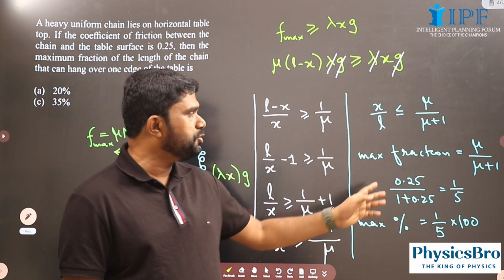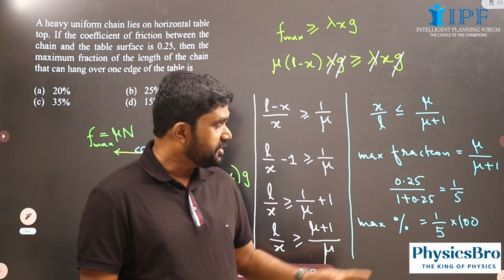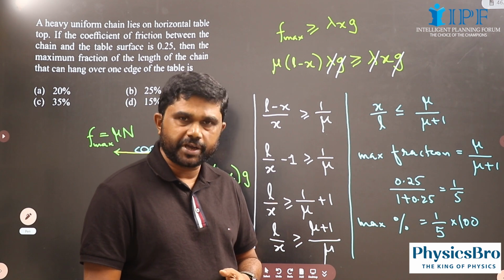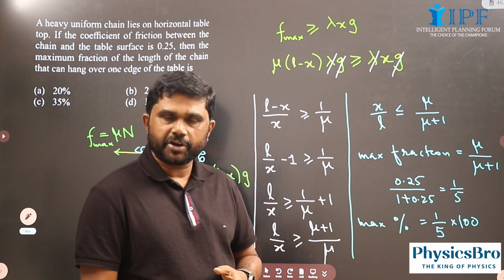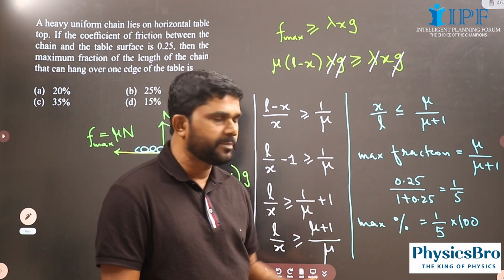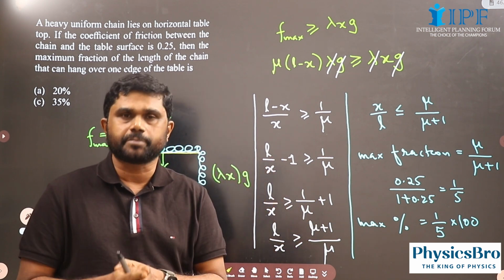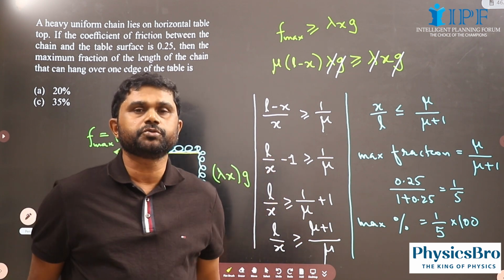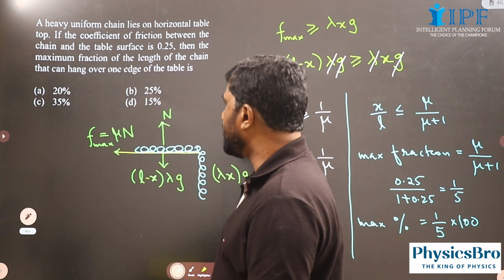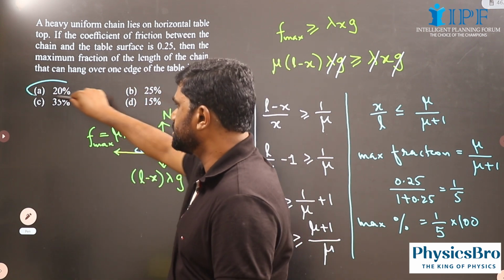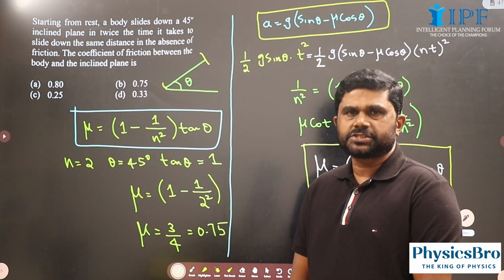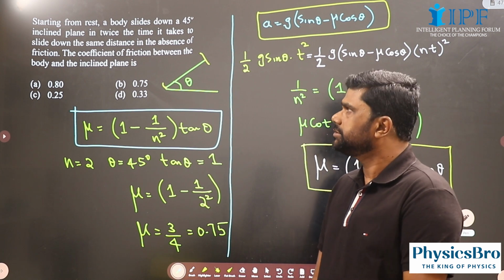Here we have mu equal to 0.25 divided by 1 plus 0.25. That will be 25 over 125, which is 1 by 5. That is the maximum fractional length of the hanging part. Into 100 will give you the percentage length. That is 20%. Now let's go to the next question.